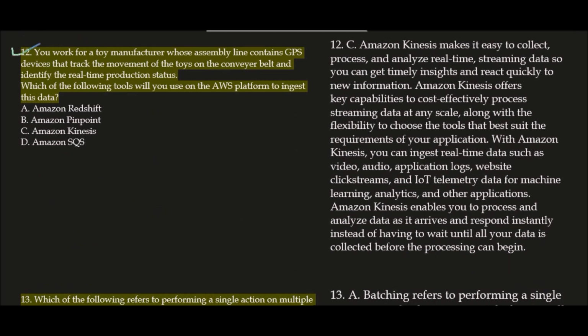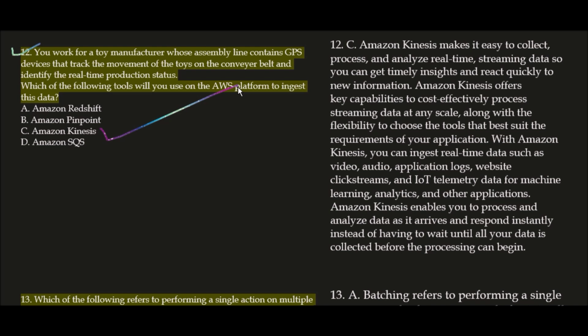You work for a toy manufacturer whose assembly line contains GPS devices that track the movement of the toys on the conveyor belt and identify the real-time production status. Which of the following tools will you use on the AWS platform to ingest the data? Option A, Amazon Redshift. Option B, Amazon Pinpoint. Option C, Amazon Kinesis. Option D, Amazon SQS. Correct answer here is option C, Amazon Kinesis.